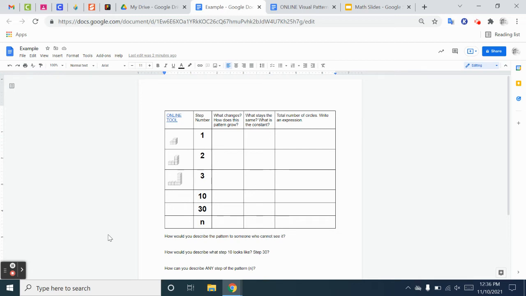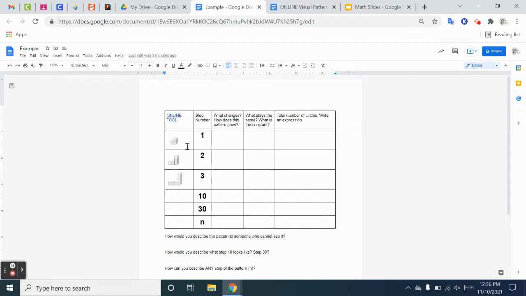This pattern is not part of the project, but I'm going to use it to help you see how to fill out the table for all of the patterns. So this first pattern on here, I have step 1, step 2, and step 3.